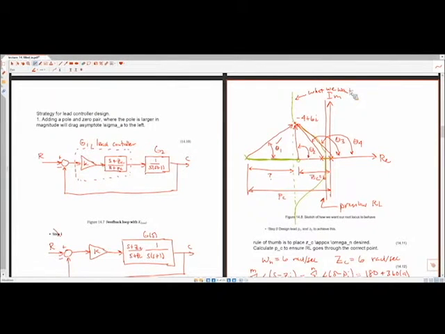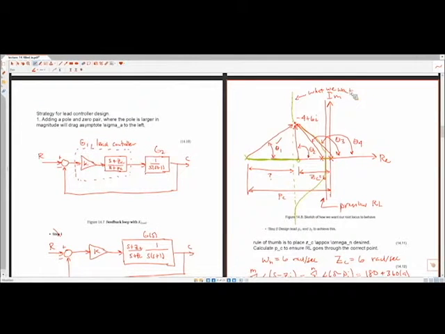So we said that if we add a pole and a zero, and the zero is farther to the left than the pole, what it's going to do is shift this asymptote to the left, so we can pull the root locus to the left and then allow us to place closed-loop poles in the desired location. So that was the strategy here.